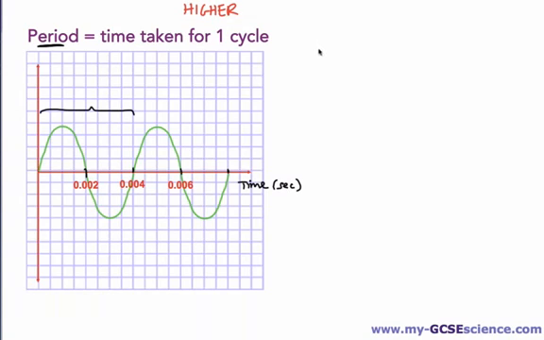So a period, or the period for this particular readout, is 0.004 seconds. That's the time taken for one complete cycle. Now from this you can actually work out what the frequency is.